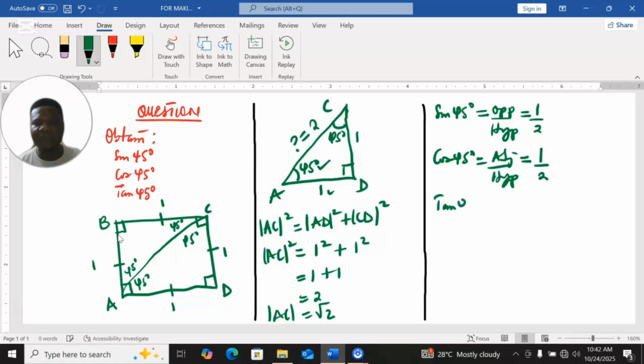Then finally, tan 45 degrees is equal to opposite over adjacent. Opposite to this 45 degrees again, please take note, is 1. Adjacent to this 45 degrees is 1. So that will give you 1 over 1, which is 1, telling you that tan 45 degrees is 1.